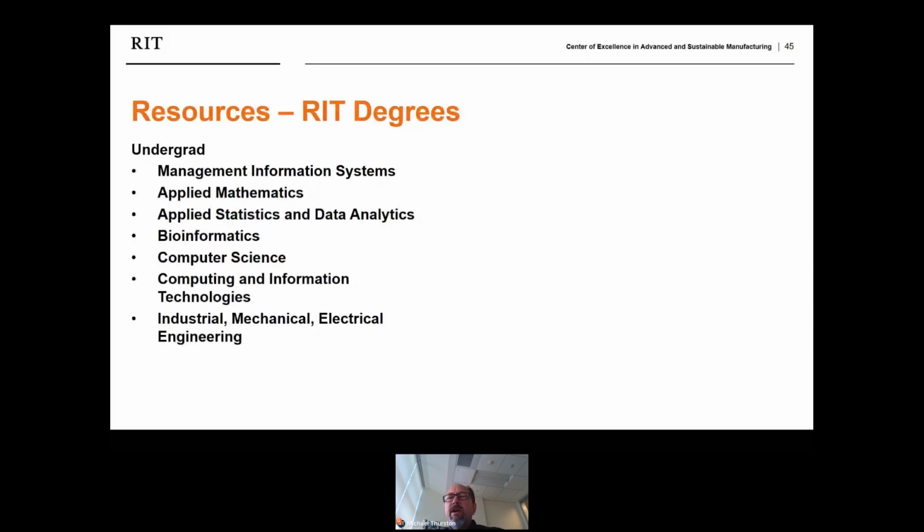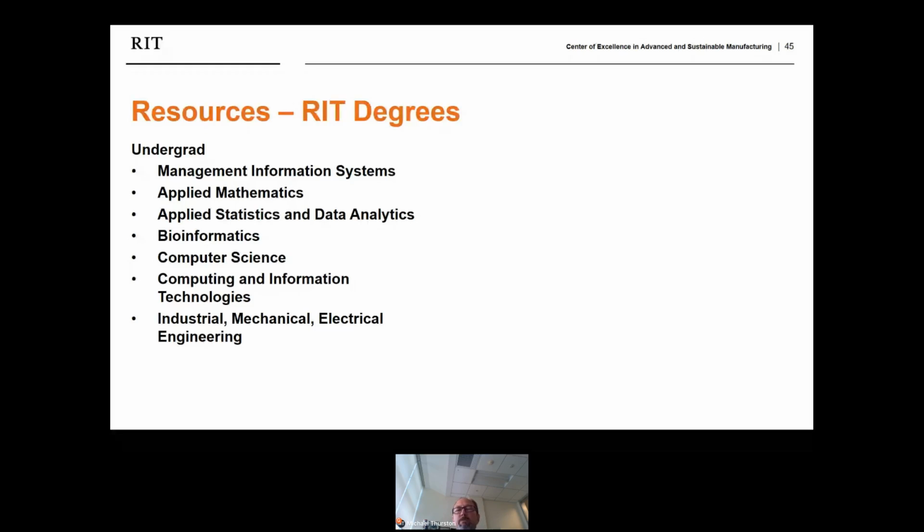Another important consideration is what kind of resources you need to support the development of data analytics capabilities. I went through the RIT degree programs and picked out a range of different backgrounds. It should have the technical background to be effective data analysts. And you can see these degrees come from the business school, biology, computing science, and engineering.